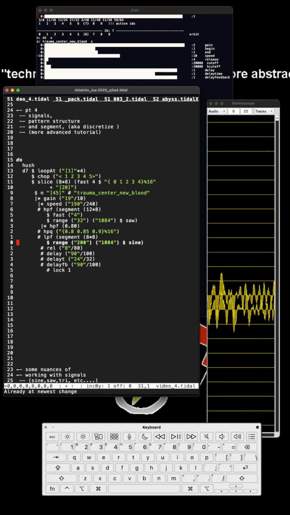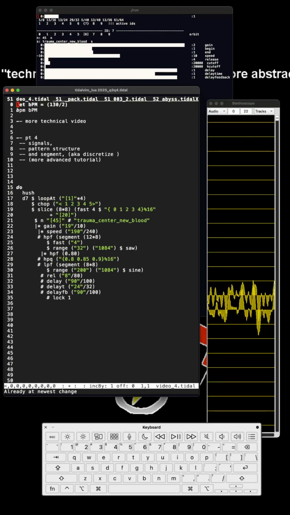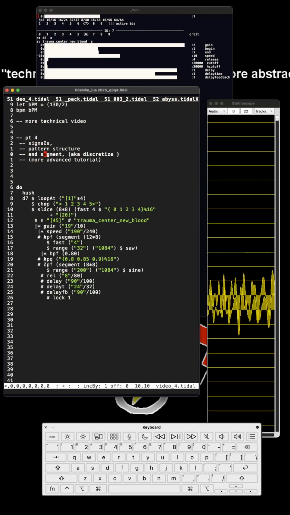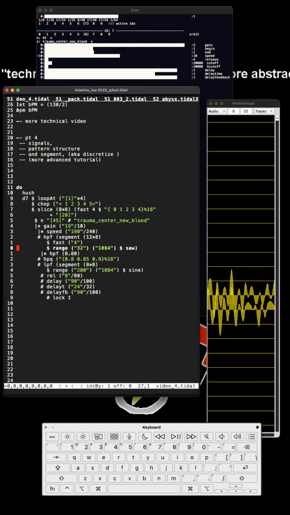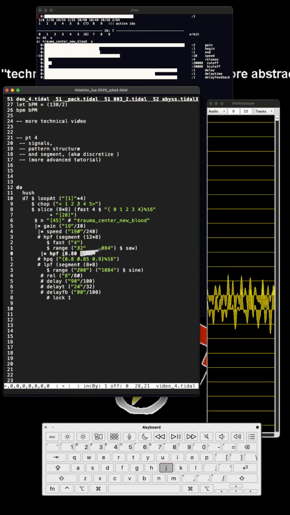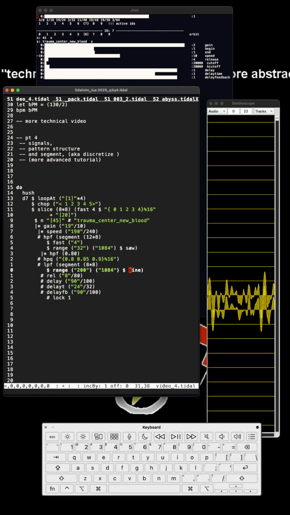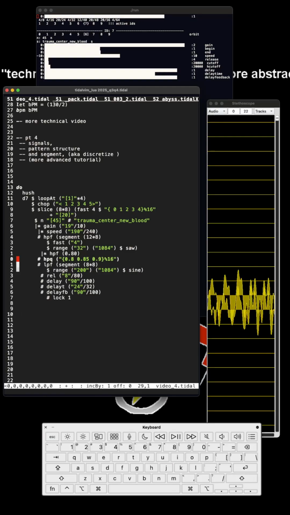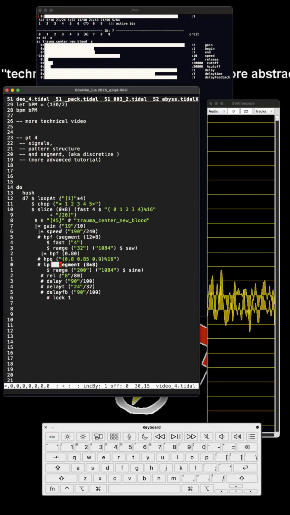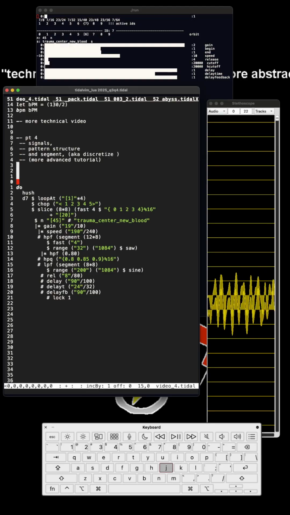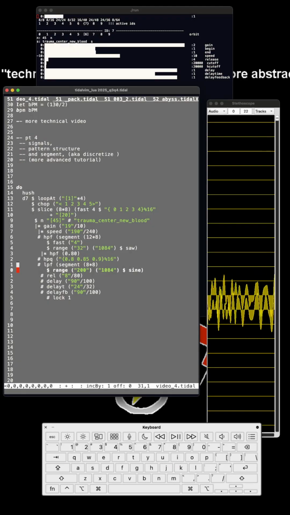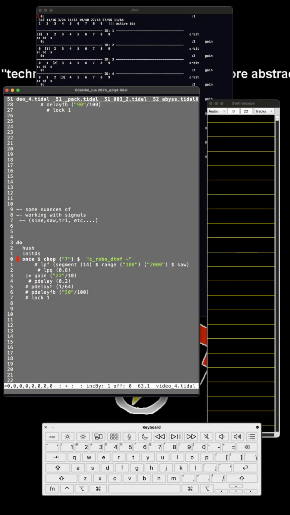Okay, so this will be a much more technical video. It encompasses some stuff that I want to talk about pertaining to signals, pattern structure, and the segment function. When I say signal, I mean objects like saw or sine. Those are all continuous signals that we can just query and turn into patterns. This is much more advanced. I don't think about this when I'm making music, but I think it's interesting enough for me to talk a little bit about.